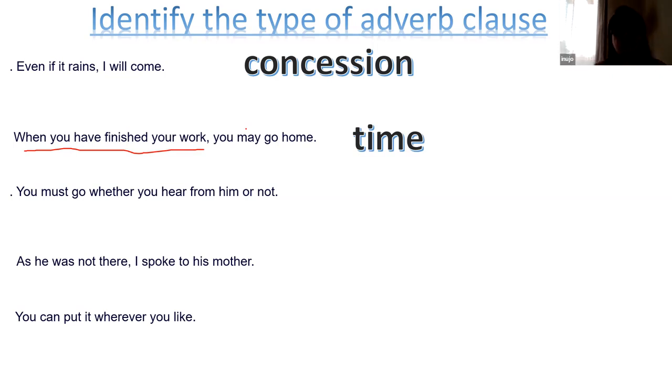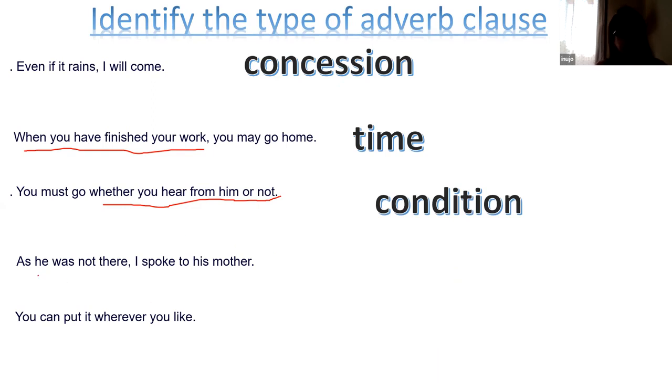Next, you must go whether you hear from him or not. Whether you hear from him or not, you must go. So here it is adverb clause of condition. It is compulsory, but it shows a condition. Say, whether he calls you or not, you have to go.